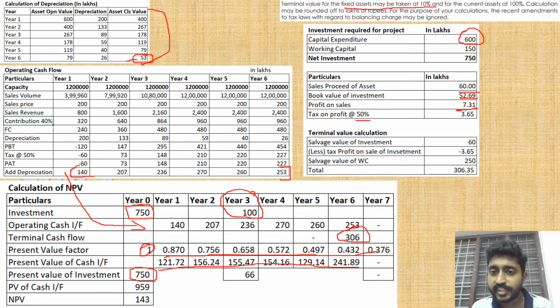So 50 percent on profit of sales becomes 3.65, which is the income tax that is deducted. So 60 lakhs is the terminal value that we will get. In the 60 lakhs, we are deducting the income tax of 3.65 lakhs. Okay, and what is the working capital? 150 lakhs working capital in the year 0 and 100 lakhs working capital in the year 3. 150 plus 100, 250 lakhs.